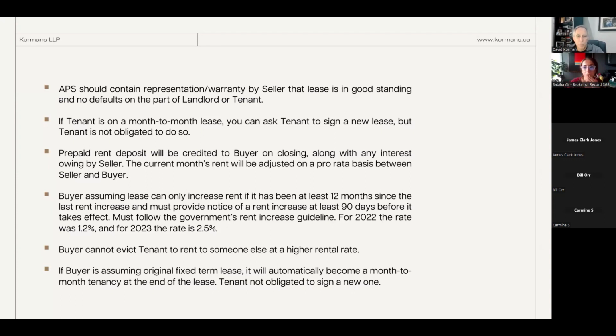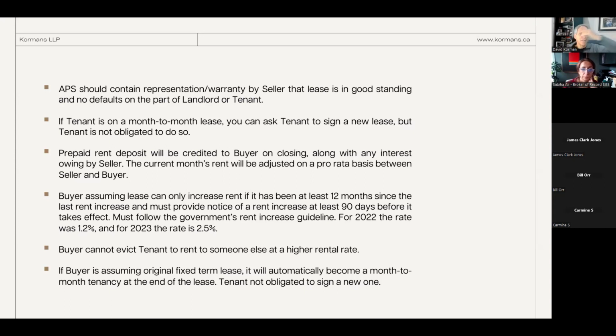A buyer assuming a lease can only increase rent if it's been at least 12 months since the last rent increase, and they've got to provide notice of the rent increase at least 90 days before it takes effect. But the government regulates the rent increases that are permitted. And here we've got a couple rates in here. The rate that the government allowed in 2022 was 1.2%. And in the year 2023, the rate was 2.5%.